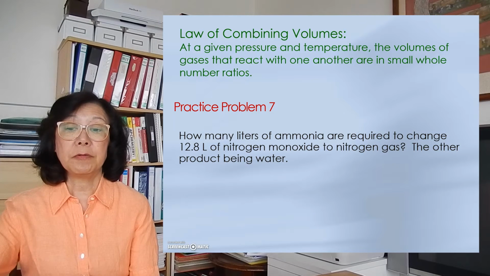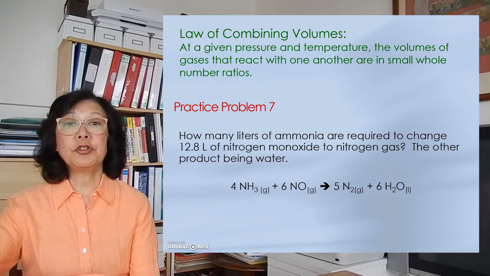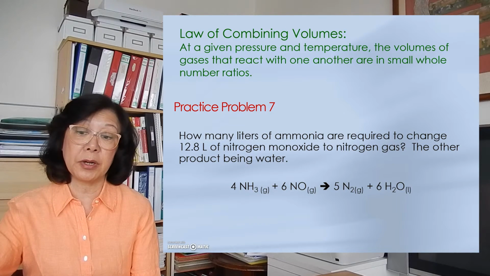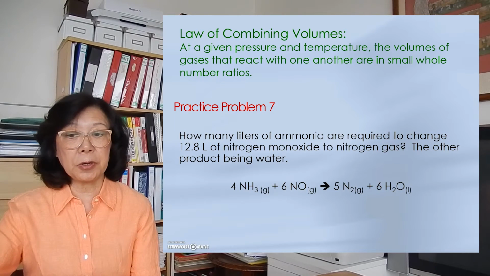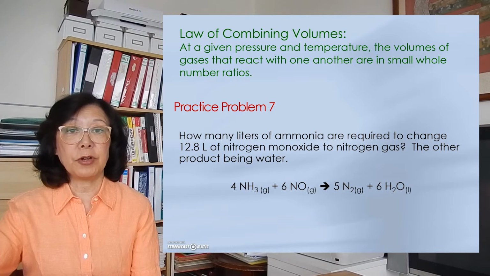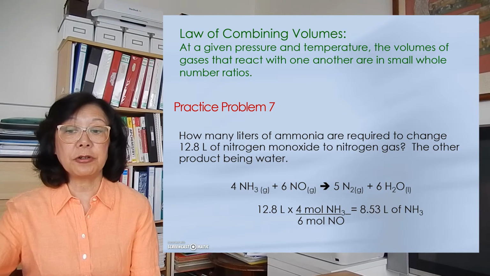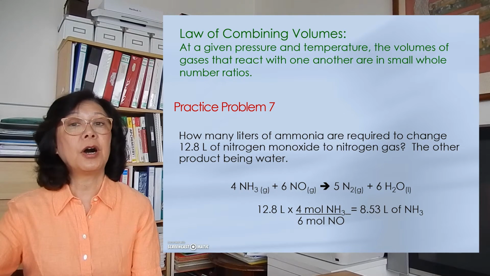So first of all, we need to write a balanced equation, which shows that 4 moles of ammonia react with 6 moles of nitrogen monoxide to form 5 moles of nitrogen and 6 moles of water. Now we can replace this volume ratio by mole ratio. So we have 12.8 liters times a mole ratio of 4 moles of ammonia to 6 moles of nitrogen monoxide, and we get 8.53 liters of ammonia.